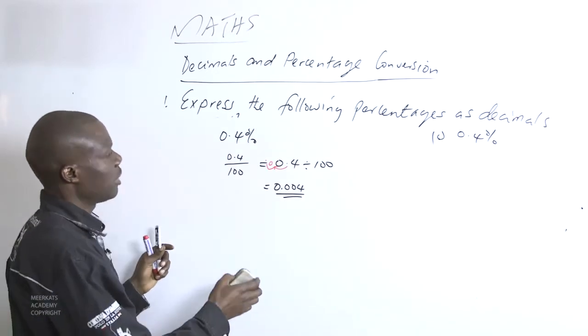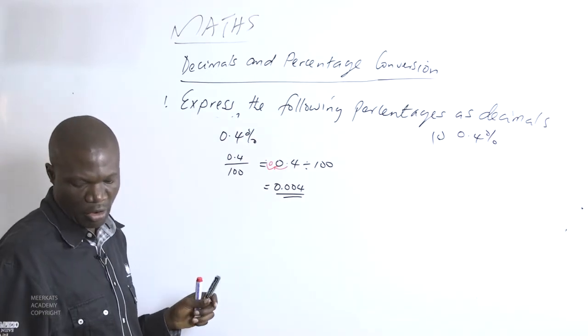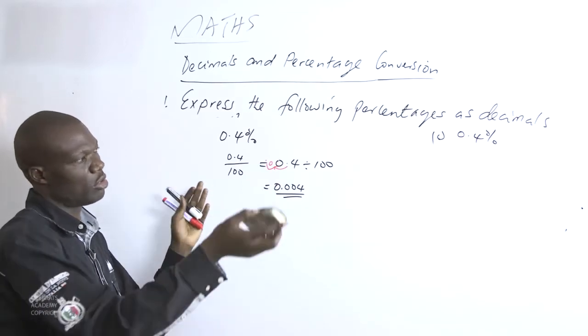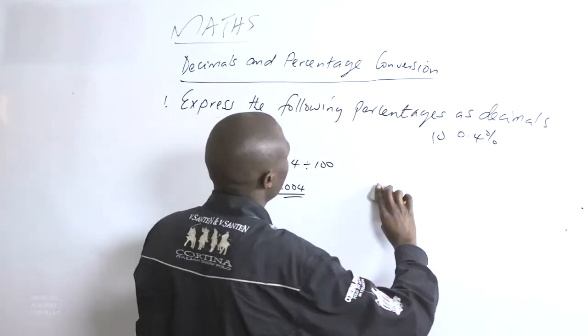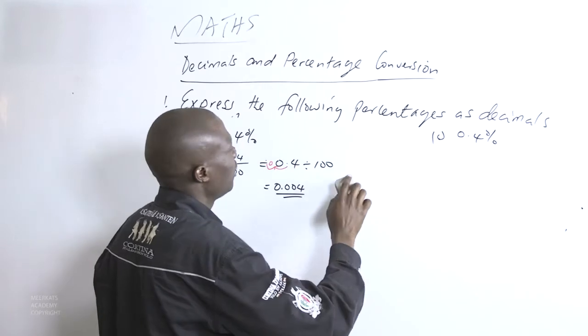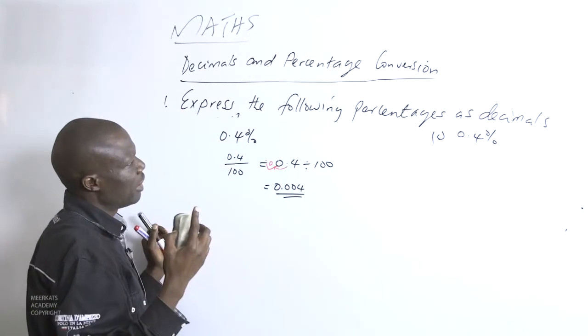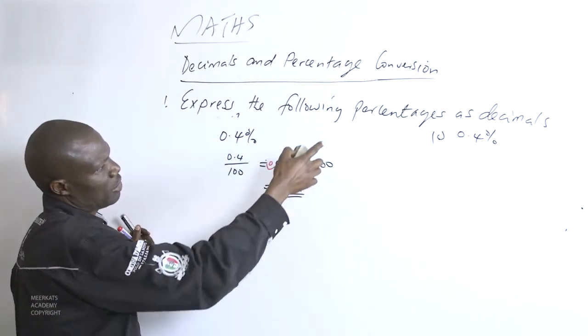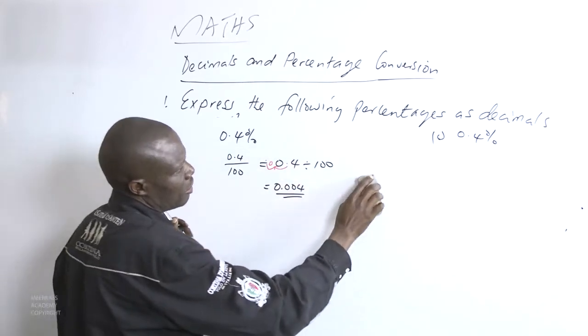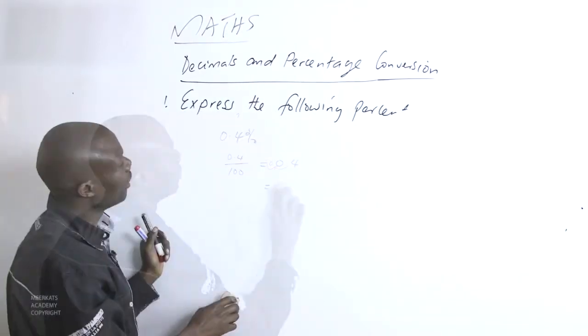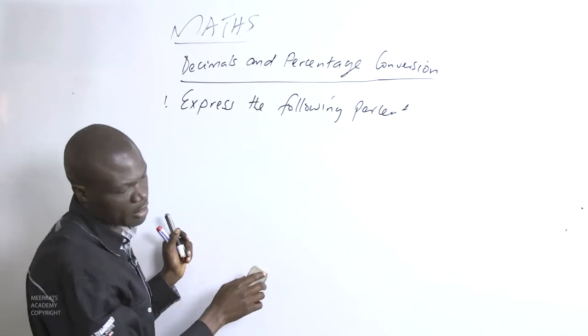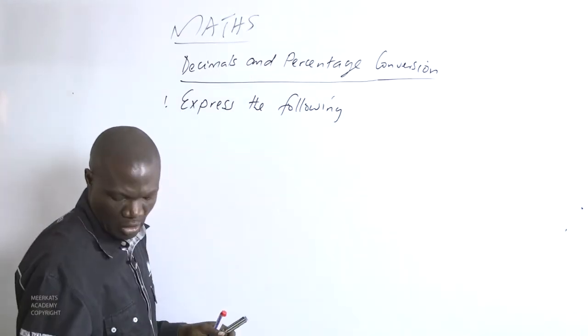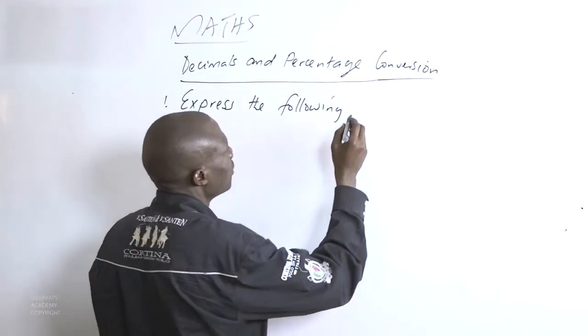Now, let us look at the other way: we can convert decimals into percentages. This one was converting decimals into percentages. This one was percentages into decimals. Express the following decimals as percentages.